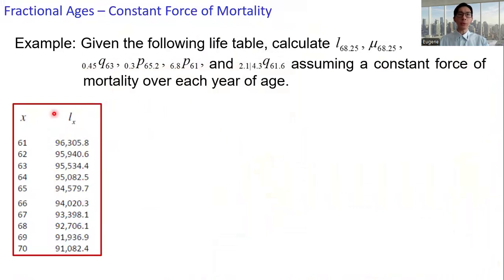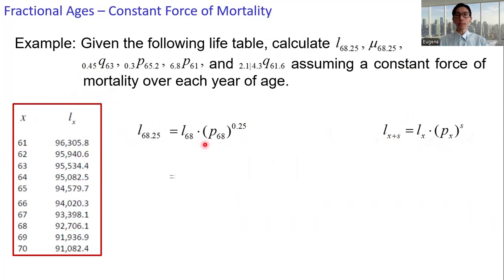Let's take a look at the example. Given the following life table, calculate these 6 quantities, assuming a constant force of mortality over each year of age. The first quantity, we have l_68.25. That is at integral age 68, and the fractional part is 0.25. Apply the expression l_x times p_x raised to the power s, and we get l_68 times p_68 raised to the power 0.25.